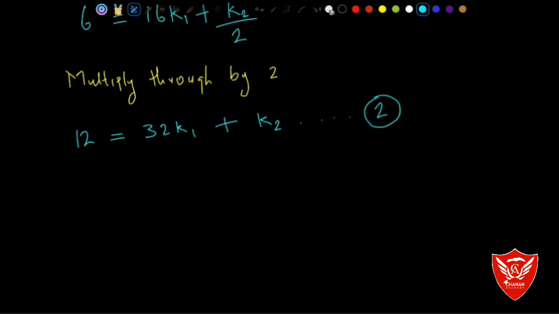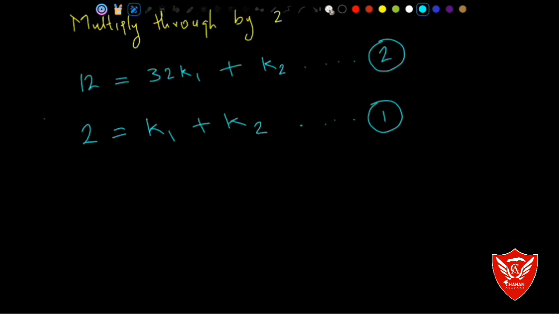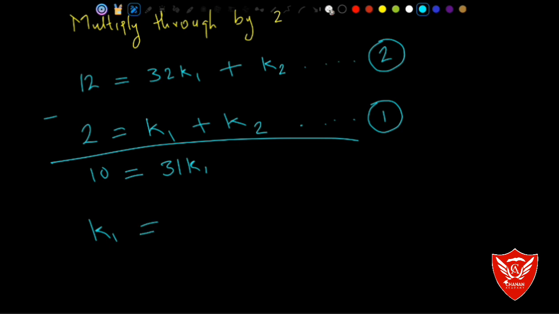Now, we now have two equations. This second equation, and the first equation is 2 equals k1 plus k2. All right, so let's subtract equation 1 from 2. So this is going to give us 12 minus 2, we have 10 equals 31k1, and the k2 terms are going to be 0. So if we have this, we can divide both sides by 31. So k1 is going to be equal to 10 over 31. Okay, so this is k1.